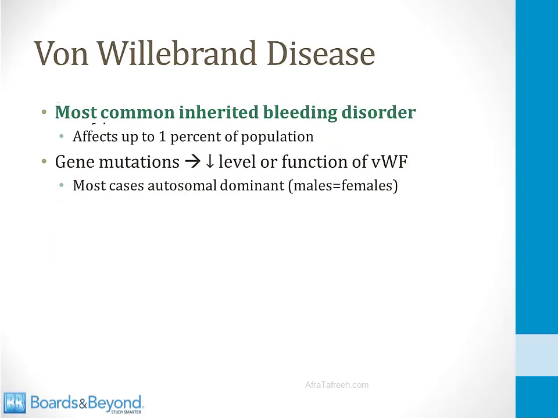Von Willebrand disease is the most common inherited bleeding disorder. It's believed to affect up to 1% of the population. It usually results from some gene mutation, many have been described, that lead to low levels or low function of von Willebrand factor. Most cases are autosomal dominant and run in families, with males affected equally to females.